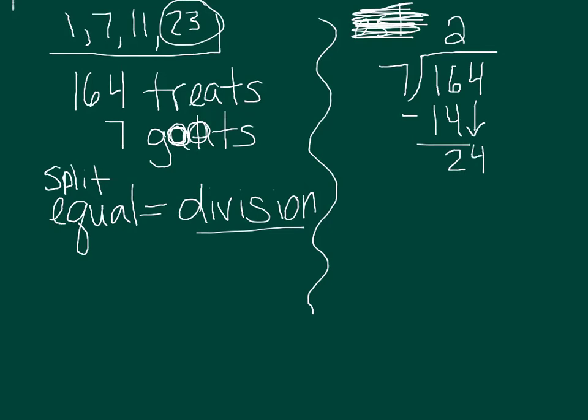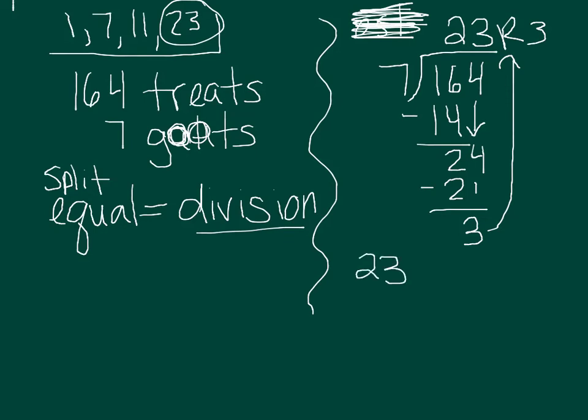Then you're going to ask yourself, how many times can 7 go into 24? 7 can go into 24 3 times. 3 times 7 is 21. 24 minus 21 is 3. And then that's going to be your remainder. Okay, but can you give a goat part of a treat? No, you can't. The question is how many treats will each goat get? Each goat will get 23 treats.